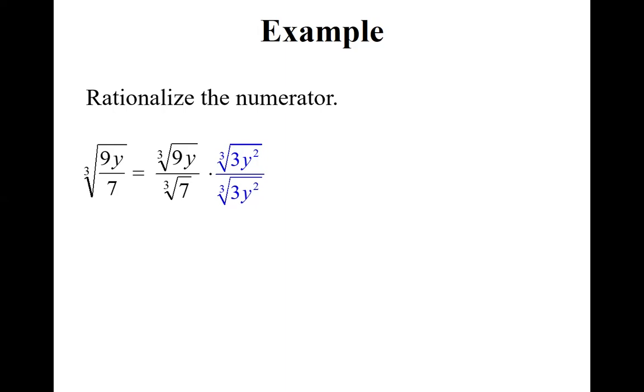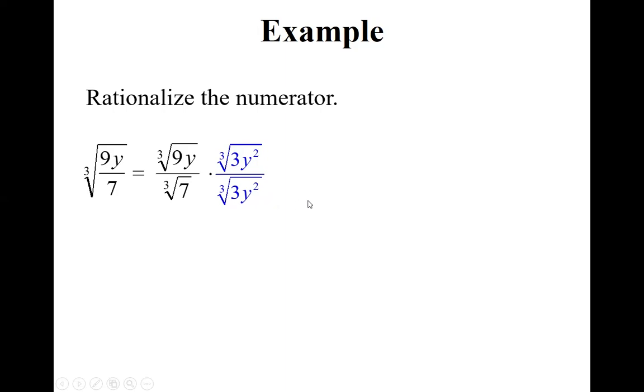9 is 3 squared, so we need one more factor of 3. And to get to y cubed, we need 2 more factors of y. That's why we're multiplying by the cube root of 3y squared. 3 squared times another 3 gives us 3 cubed. Y times y squared gives us y cubed. And it has to be a cube root because we need it to be able to multiply with this cube root. And it's over itself because we can only multiply by 1 and not change the value.